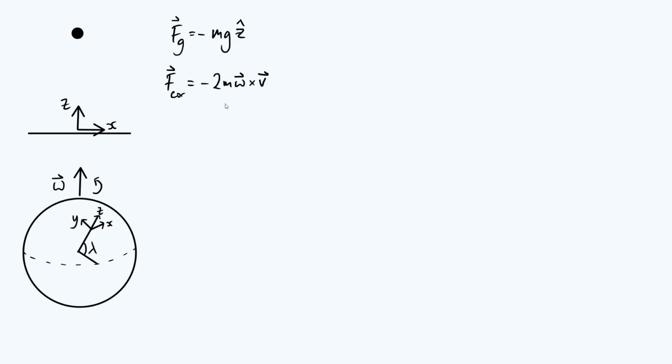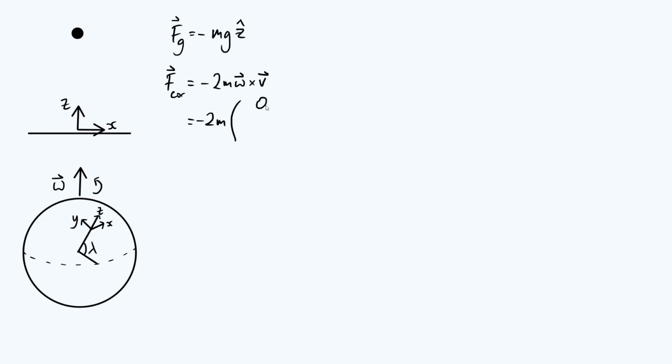And so let's evaluate that cross product and actually get this as a vector. So it's going to be minus 2m as a prefactor. Well, what is omega in terms of the x, y, and z basis vectors? Because it's purely vertical, it doesn't have any component in the x direction, because the x direction is to the east. So the x component of omega is 0. And then we're basically splitting up a purely vertical vector, which is omega, into y and z components.